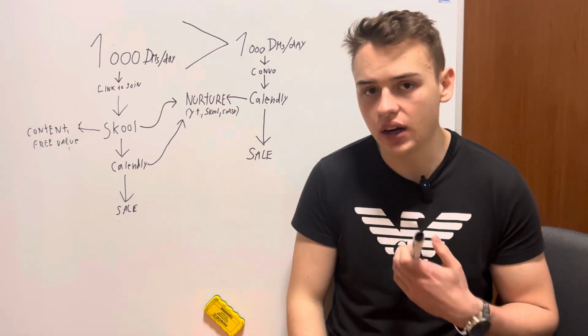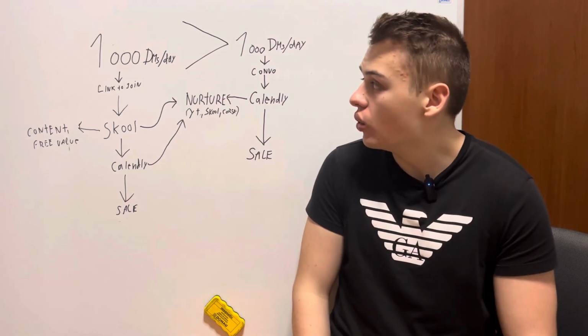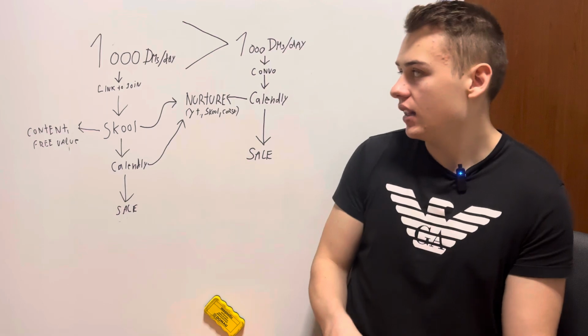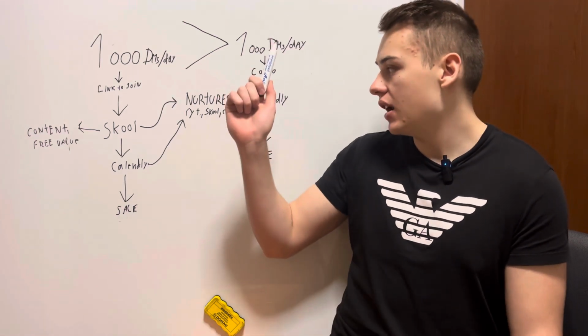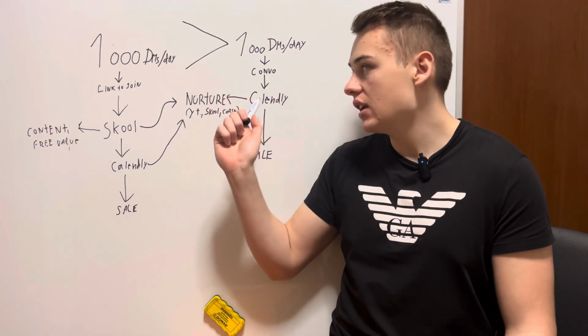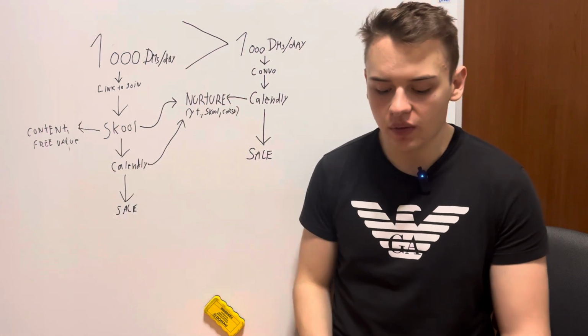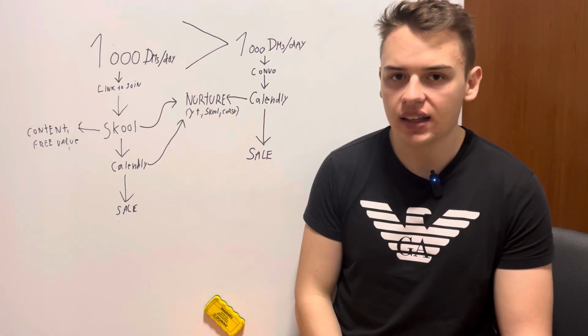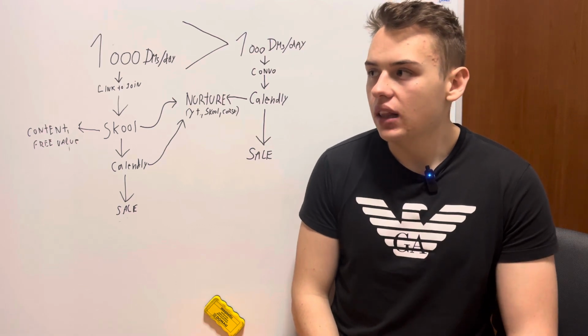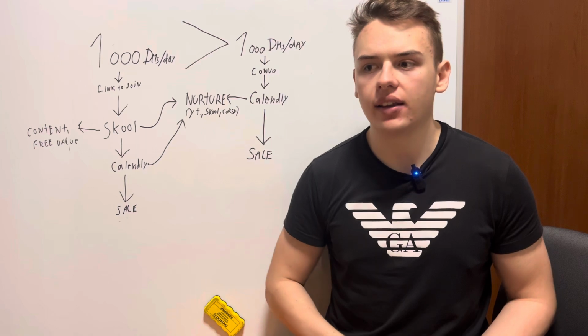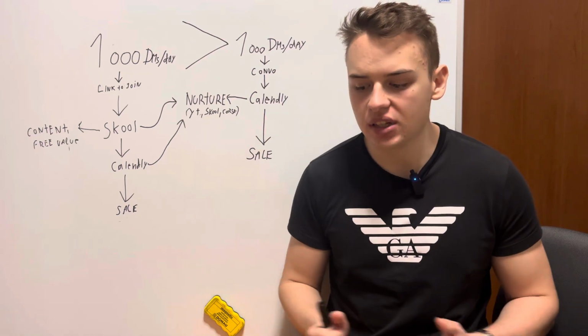Talking about volume: if you are sending anywhere below 1000 DMs per day, then this is the funnel you will be using. And if you are sending over 1000 DMs per day, then you will use this other funnel. Why? Because if you are sending more than 1000 DMs per day, it's usually a little bit harder to manage all of those DMs, reply to them, and schedule the calls.